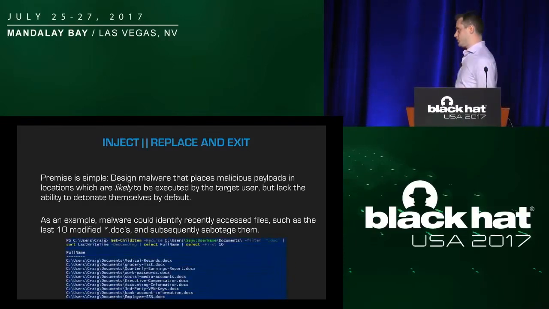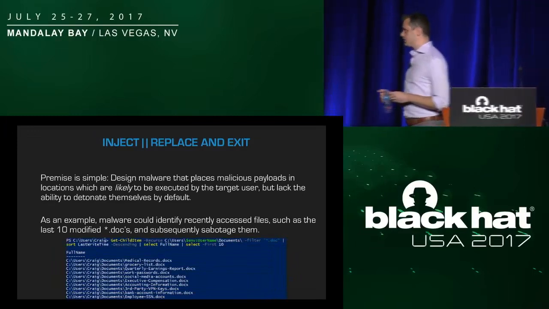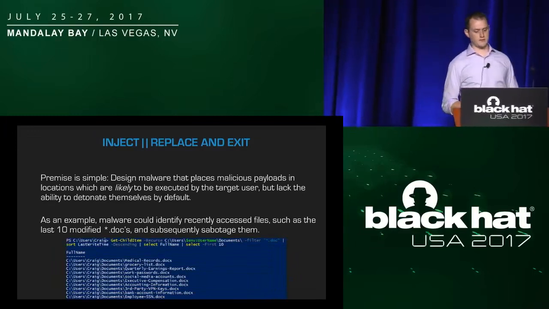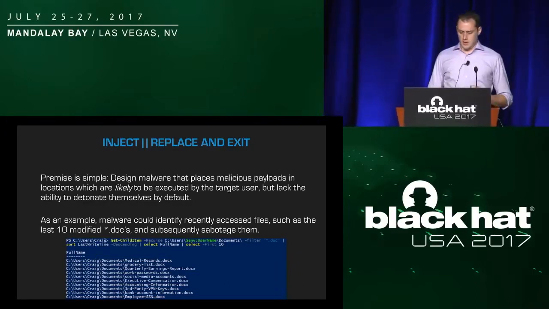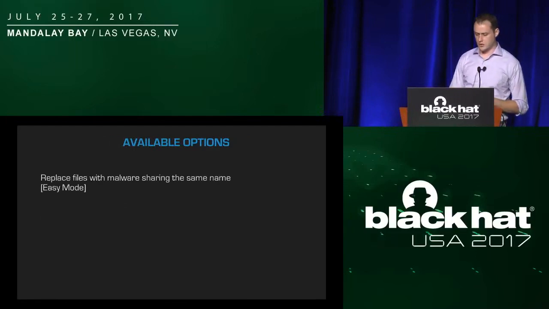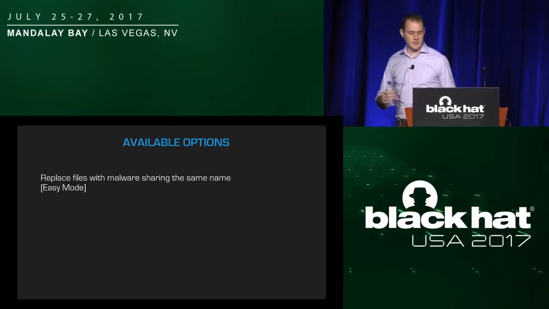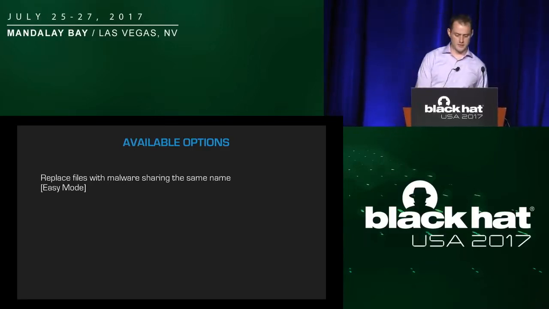So this is just a quick example on how to find your last top 10 modified documents and then sort them, and then, most usefully, provide the full path to them. We've got a couple options if we're going to try to do this through a sandbox. Easy mode is simply outright replacing those files with malware. Same name, same extension, same icon. Sometimes works, but honestly it's not that effective.